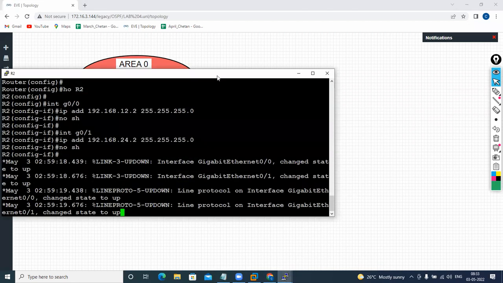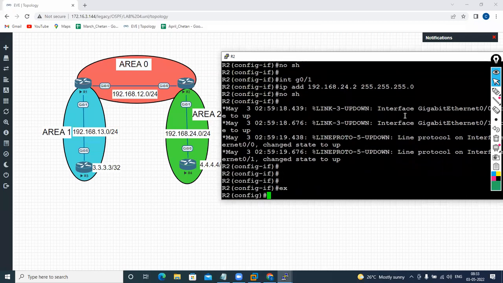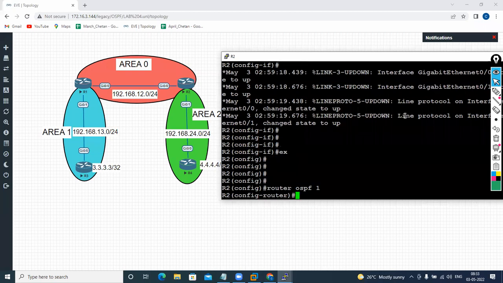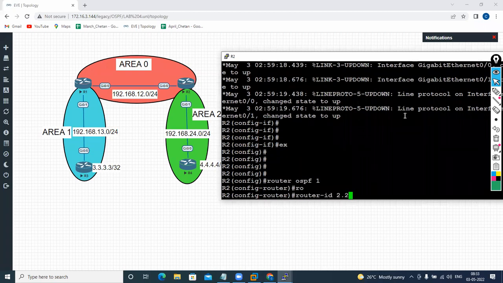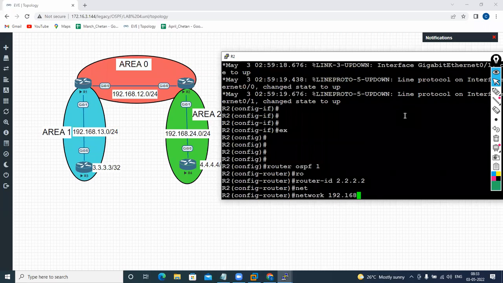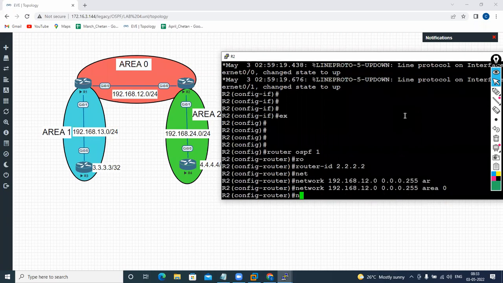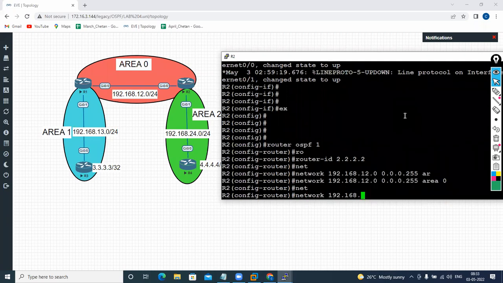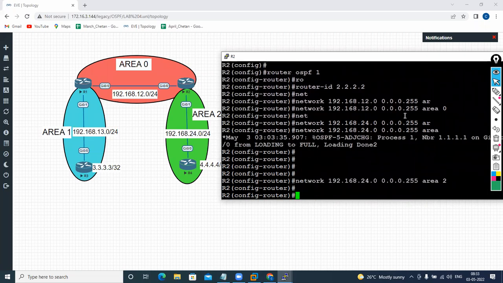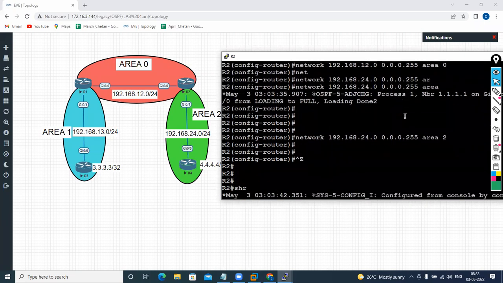So go to R2 and enable OSPF. Router OSPF 1. Router ID 2.2.2.2, and this must be unique, otherwise your OSPF adjacency will not work. We'll talk about the neighborship criteria. So network 192.168.12.0, area 0. Network 192.168.24.0, wildcard mask and area 2. Run pipe section OSPF.